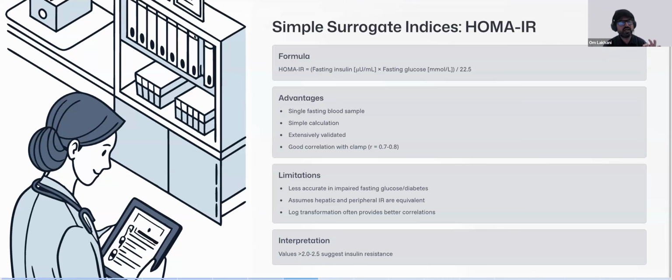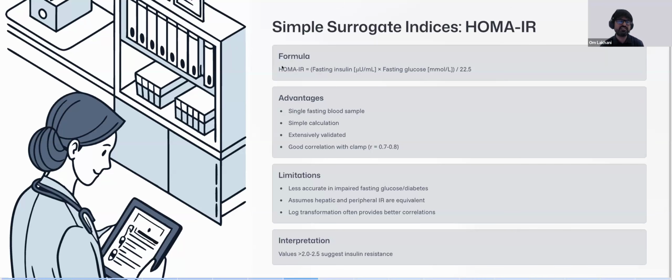Insulin resistance is a clinical diagnosis. Look for acanthosis, look for skin tags, look for metabolic syndrome. Do not look for HOMA-IRs. You don't need HOMA-IR to confirm the diagnosis, right? So that is something you have to be careful about. So I generally discourage people from asking for this test, right? Because it has very little use.